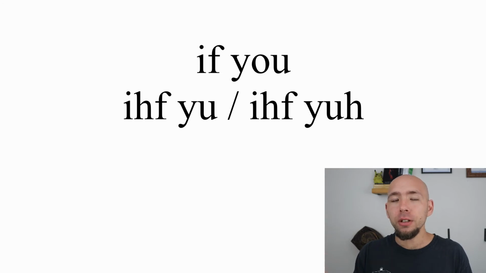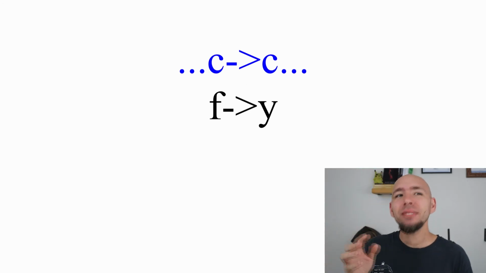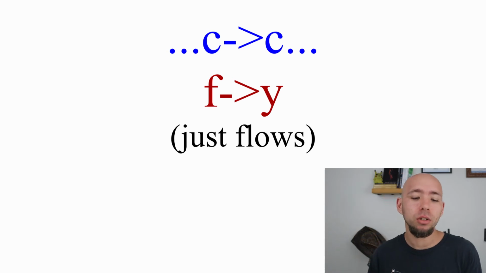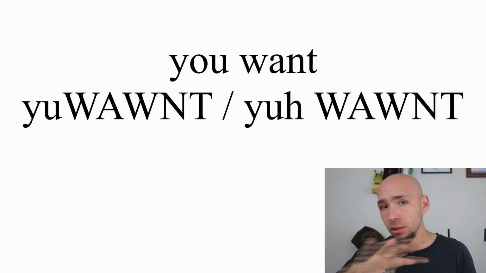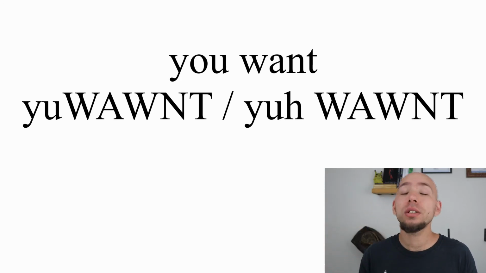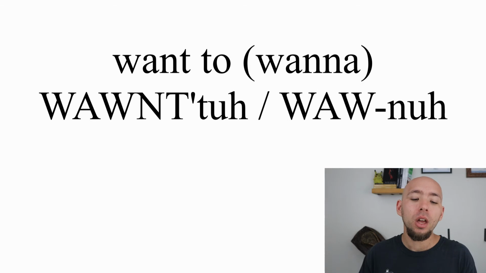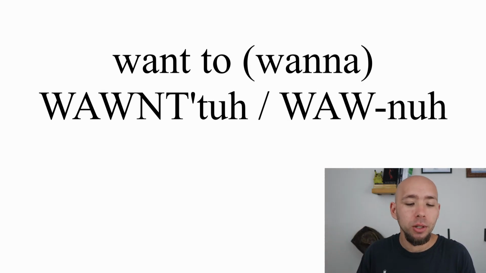If and you, fia, fia, fia. F and Y, they flow nicely, fia. So they go nicely, but there's nothing special happening there. Okay, no connection, no linking. You and want, okay, we saw this before, right? You want, we can keep that W sound, connect it, easy. Or you can say you want with a schwa, you want. In that case, there's no connection, but it still flows. Want and to, of course, wanna, wanta. Either way is fine. We talked about that.